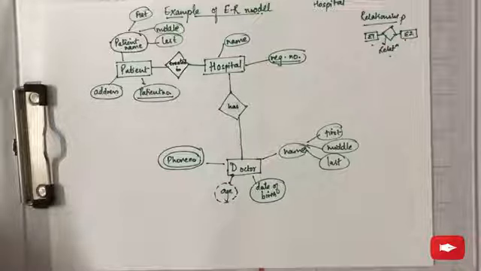Now lastly, as these diamond boxes that represent the relationship between two entities are to be named, therefore in this case, as the patient is treated in hospital, the first diamond box is filled with treated in, and as hospital has many doctors, the second diamond box is filled with the word has.